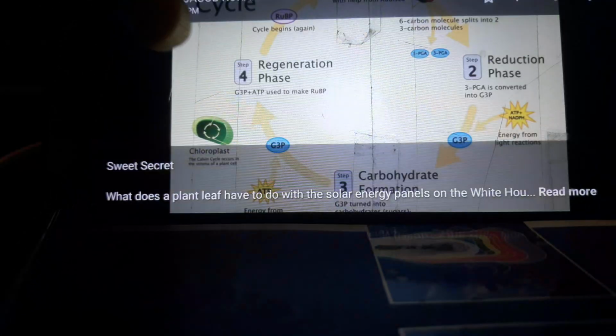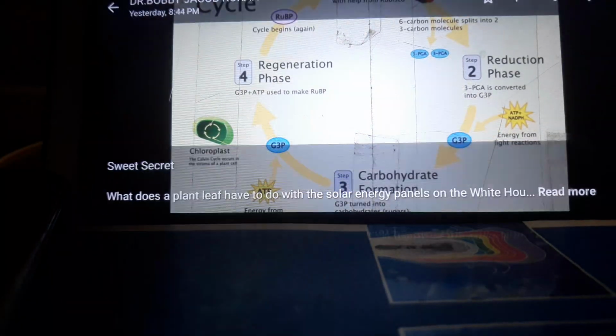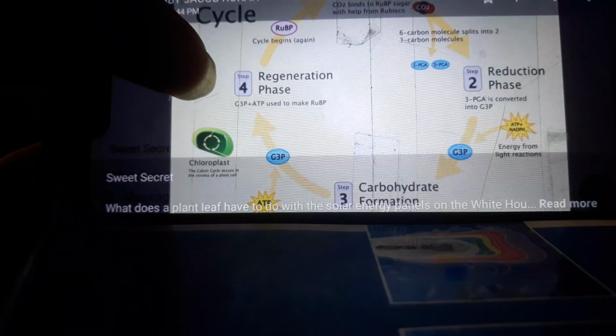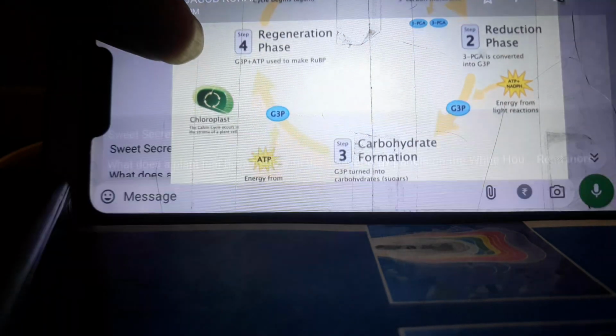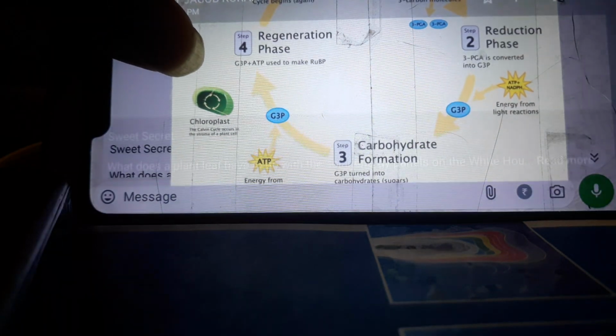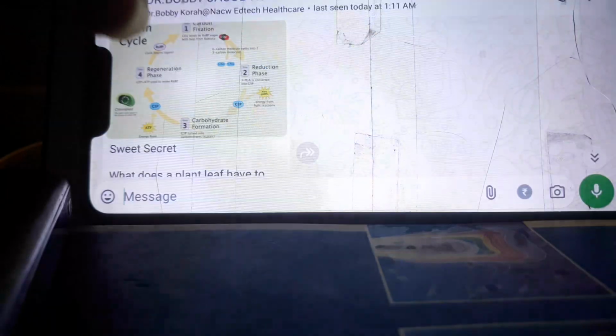This is a depiction of the Calvin cycle. See, the initial portion is the carbon fixation, then we have the reduction phase, followed by the carbohydrate formation, and lastly the regeneration phase, right? To explain that, let's go down.